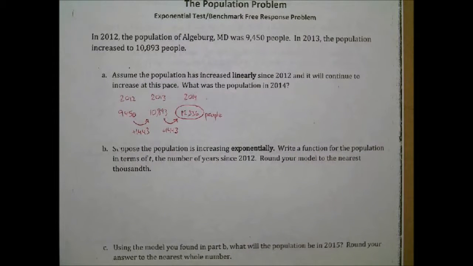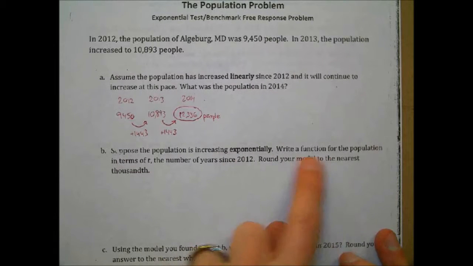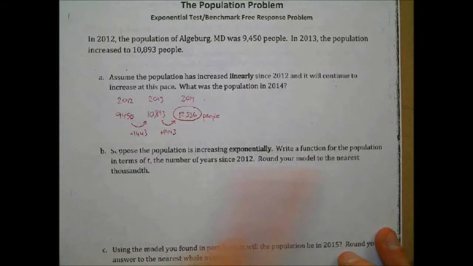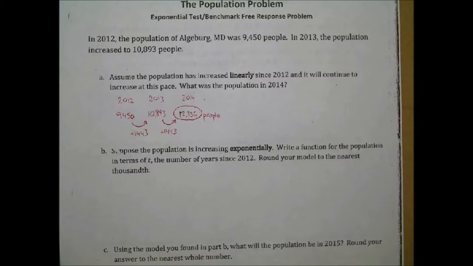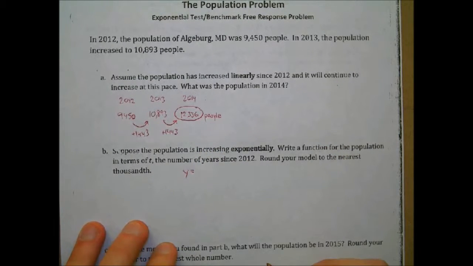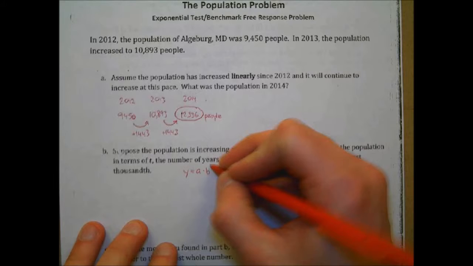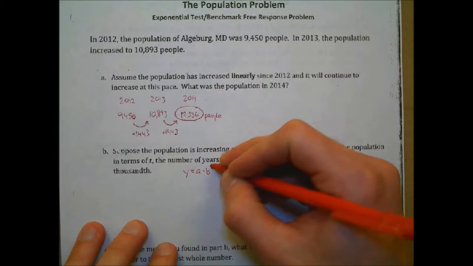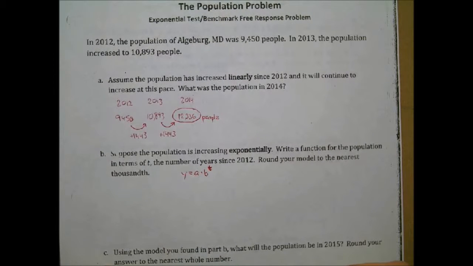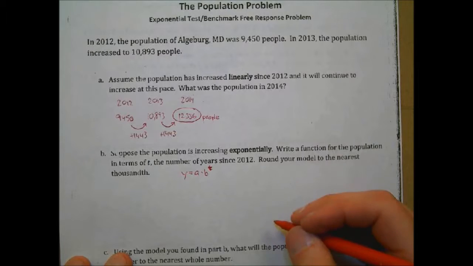But now letter B says, forget linear, let's see if it's exponential. Write a function for the population in terms of t, the number of years since 2012, and round your model to the nearest thousand. So we're going to come up with a function now. I've got to figure out y equals a times b to the t, using t for number of years. What's my starting amount for this situation? We start at 9,450.